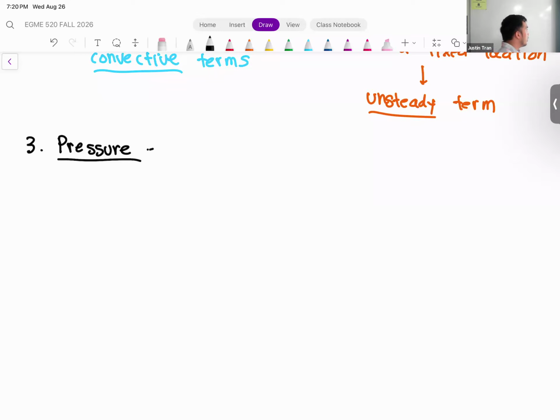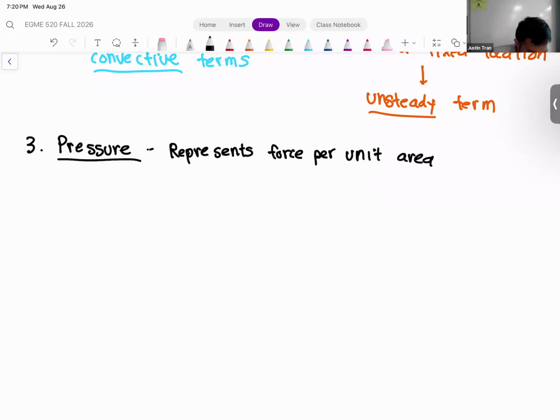You might know pressure as having units of force per unit area. So that's the units of pressure. And so whenever you have a fluid, a fluid is always going to exert some kind of pressure force on whatever object that is within that fluid.